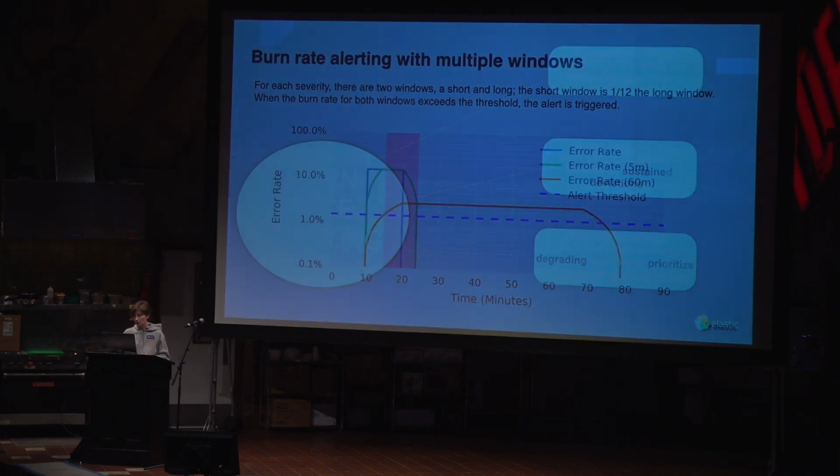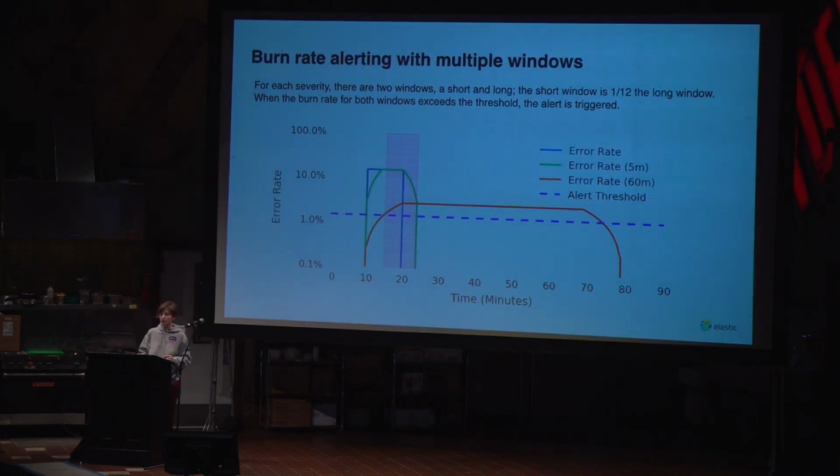Right, so let's see how it works. It will work with multiple windows, like I said. For each severity, we have two windows, the short and the long window. The short window is 1/12 of the long window. So when the burn rate for both of these windows is exceeded, then the alert is triggered. The good part about using a burn rate alert is that we'll reduce alert fatigue, and have an improved user experience and good precision.